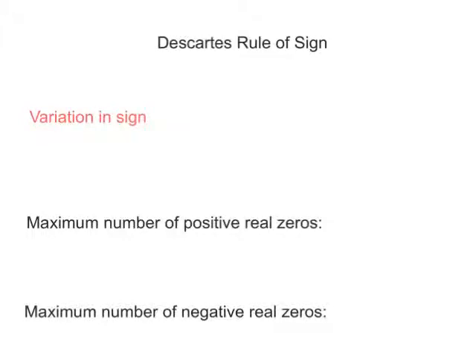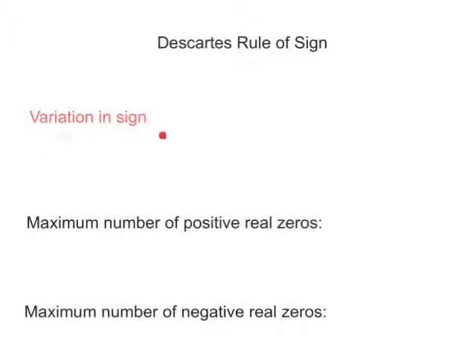Okay, we're going to talk about Descartes' Rule of Signs, which is one way that we might be able to take the list that's created by the rational zeros theorem and narrow it down a little bit. In order to be able to use Descartes' Rule of Signs, you need to know what a variation in sign is, okay? What a variation in sign is.